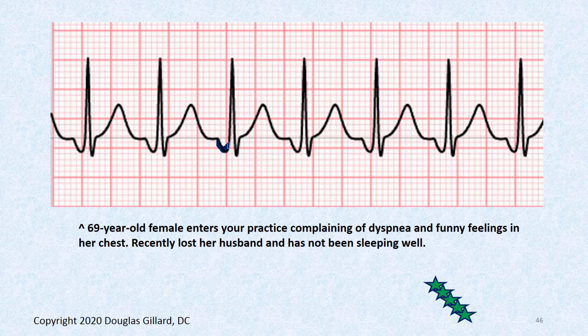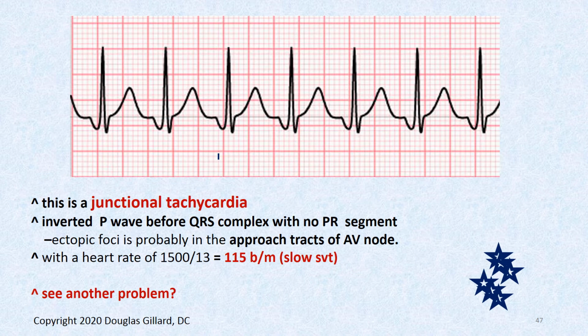Now, since there's a P wave and it's upside down, it could be coming from the left atria or the junctional region, specifically the proximal portion of the AV node. How do we tell the difference? Is there a PR segment? No. So this has got to be a junctional tachycardia, and it's going 115. You could still have the differential diagnosis AVNRT, but it's too slow. So this is an easy junctional tachycardia.